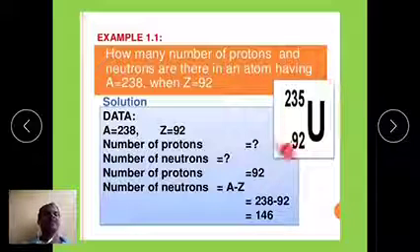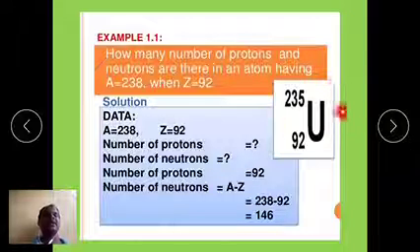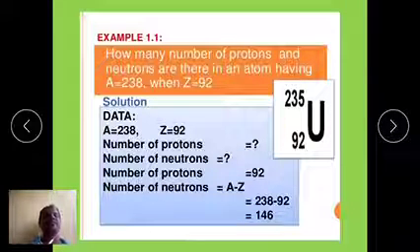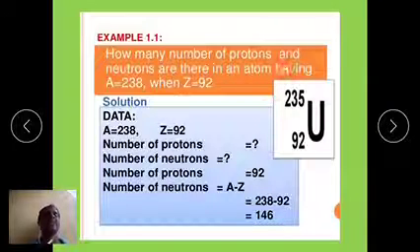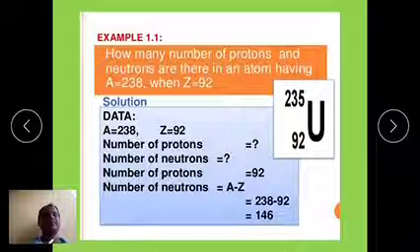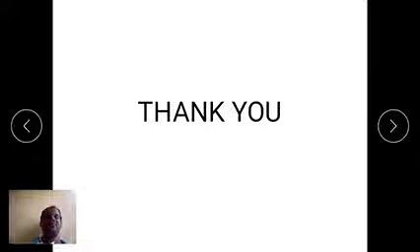For example, if we take another isotope of uranium, that is uranium 92, 235, here 235 indicates the mass number. At that time the number of neutrons in this atom will change. The number of neutrons in this uranium 92, 235 is 143. Thank you.